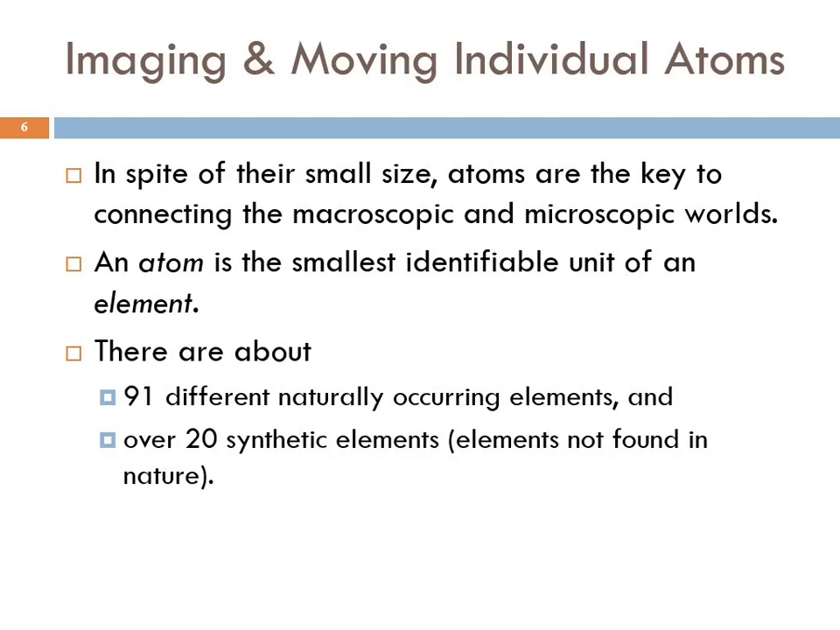Atoms are incredibly small, but they are the key to connect the macroscopic world, what we can see, with the microscopic world, the world that is too small to see with the naked eye. An atom is the smallest identifiable unit of an element. There are about 91 different naturally occurring elements. It depends on how you define naturally occurring. And there are over 20 synthetic elements, elements that are not found in nature but are made in a laboratory. And there are people who are making new elements just for the heck of it, because it's fun, I guess. It's a challenge.